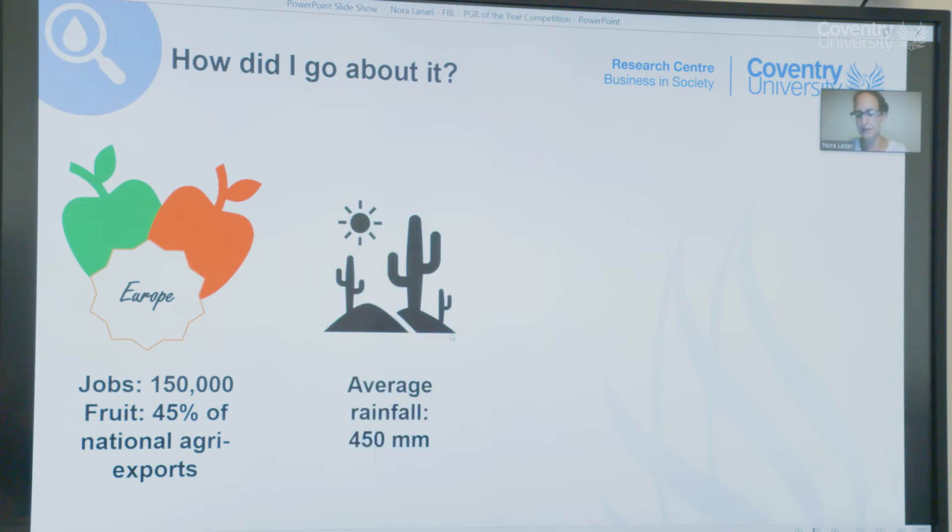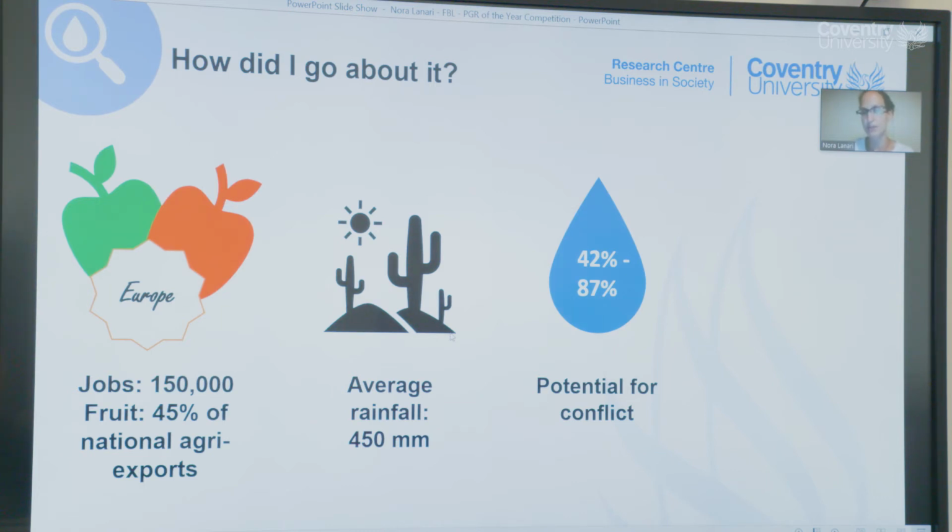At the same time, the Western Cape is fairly water scarce and prone to extreme events, including droughts, such as the recent Cape Town drought you might have heard about in the news. And despite this water scarcity, about 42 to 87% of all available water in the region is allocated to commercial agriculture, most of it to the production of fruit for export. This, as you can imagine, creates a potential for conflict between the commercial fruit production industry and other water users that compete for limited water resources.